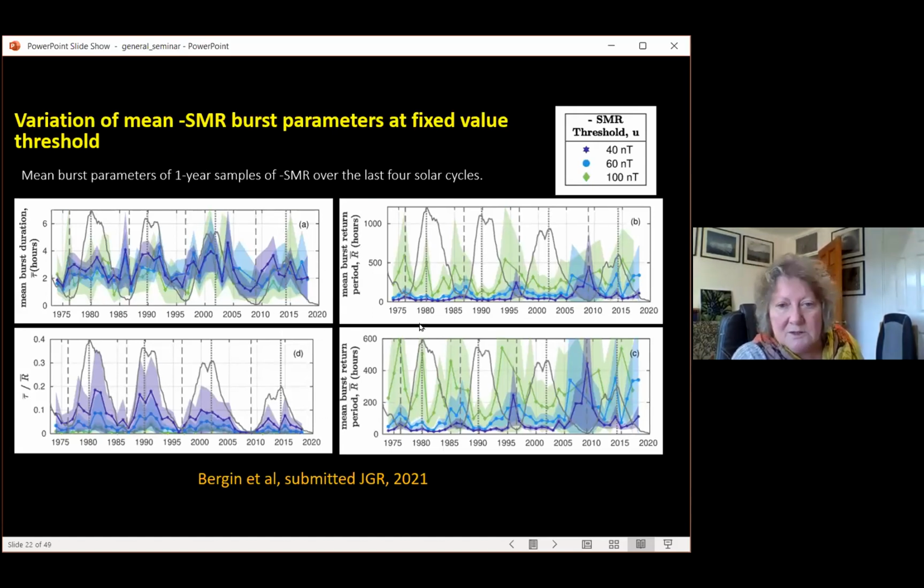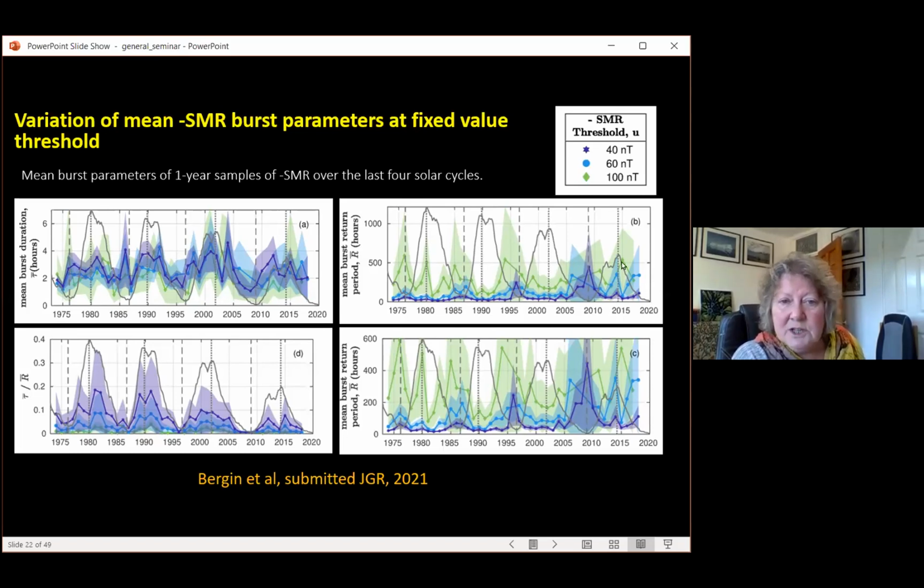So all these plots are time in years along the bottom. You can see the 4 cycles. The black line on all of these is the sunspot number again. I'm just showing this for SMR, but we've done it for lots of things. The plot on the top is burst duration. You can see it does lots of things. It kind of goes up with the cycle, but there are peaks at minimum as well.